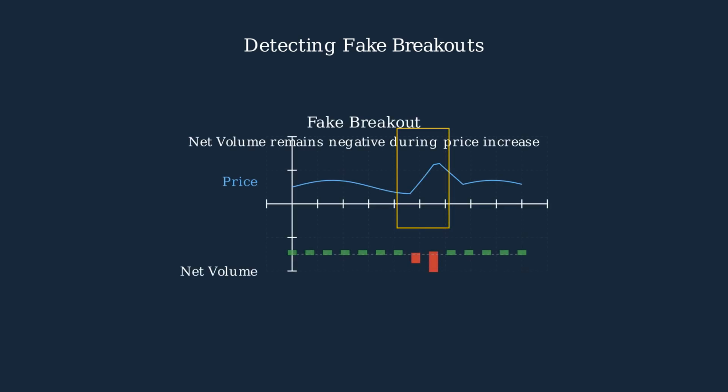Net volume is particularly valuable for detecting fake breakouts and market manipulation. A classic example is when price breaks above resistance, appearing to start a new uptrend, but net volume remains negative or fails to confirm the move. This divergence often signals a fake breakout that will likely fail.